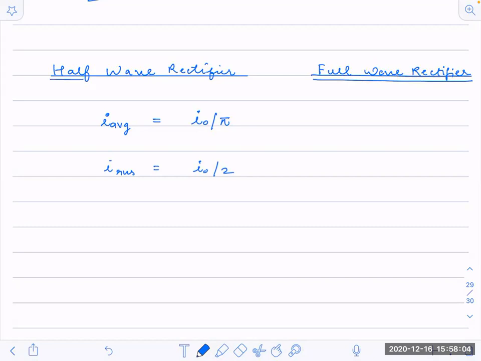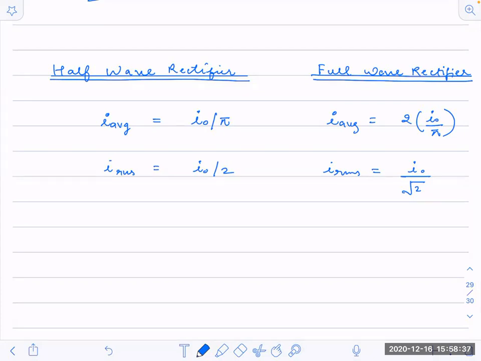They are not given in the NCERT. So the average current in this case will be given as 2 times I naught by pi. And here IRMS will become I naught by root 2. That's the only difference between the half wave rectifier and the full wave rectifier. These are easy values to remember, not tough. Is it fine?